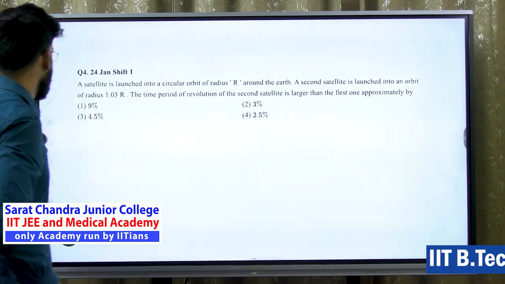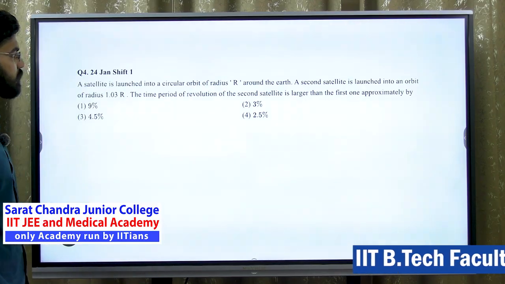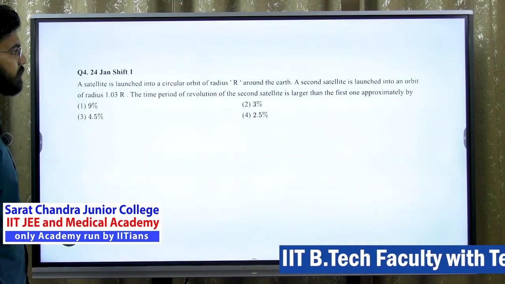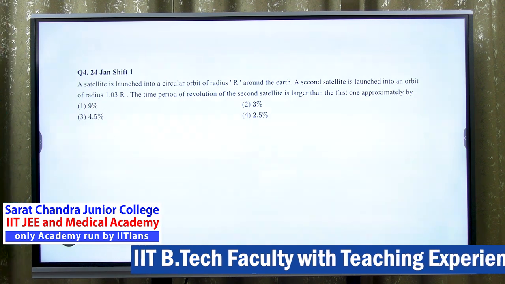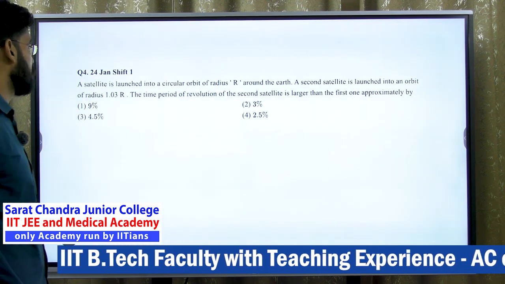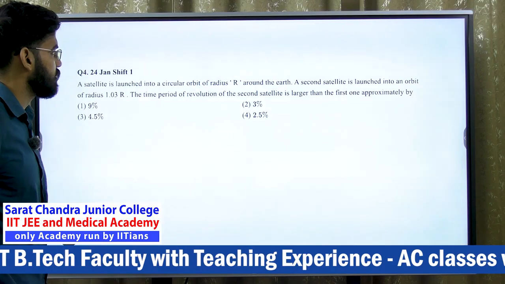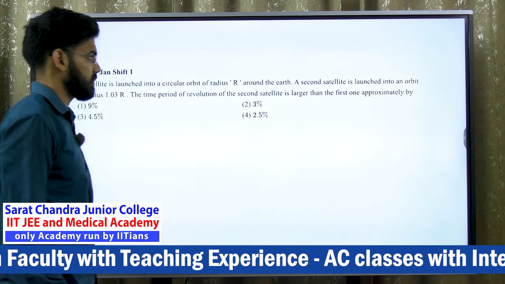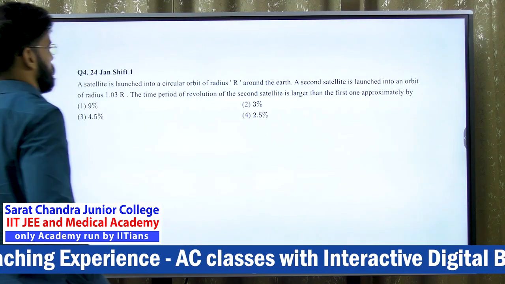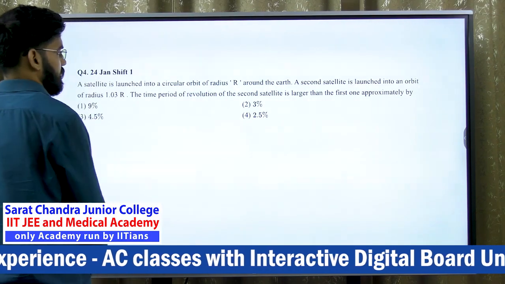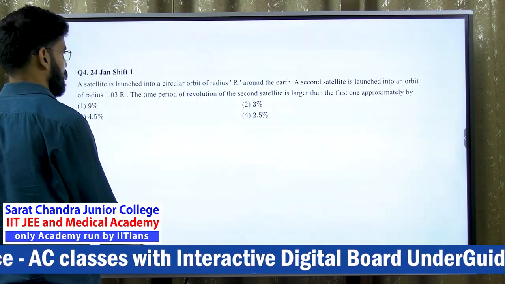Next question is, a satellite is launched into a circular orbit of radius capital R around the Earth. A second satellite is launched into an orbit of radius 1.03 R. The time period of revolution of the second satellite is larger than the first satellite by approximately how much percentage? So basically, time period only is being talked about.